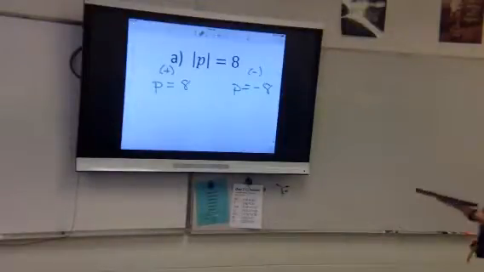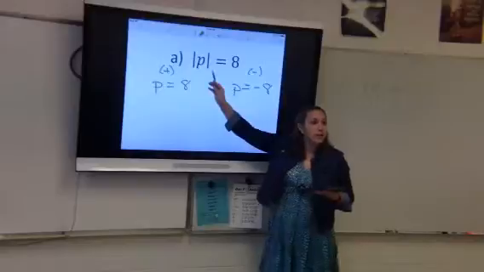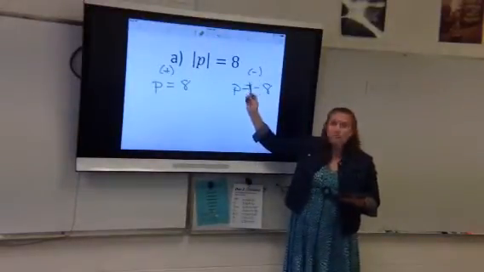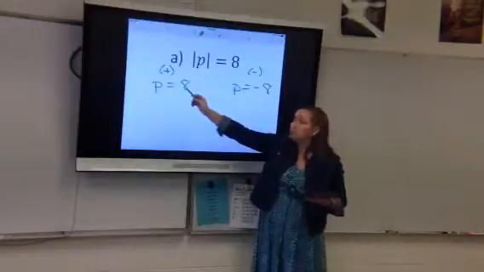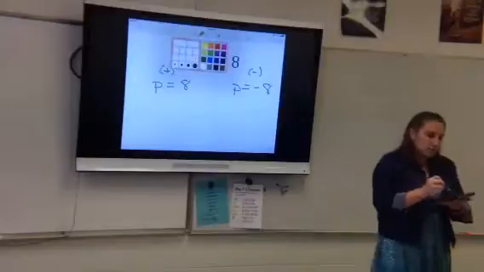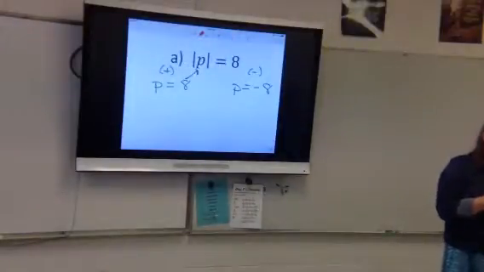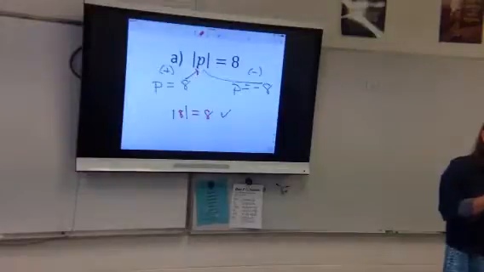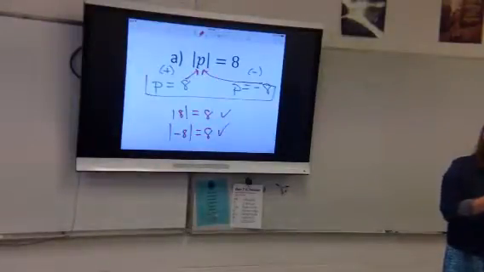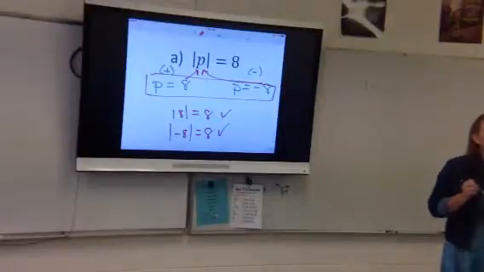This is your positive equation and your negative equation. We already have it isolated, so step 1 was done. Step 2, write your 2 equations, the positive and the negative. It's pretty simple. It's either equal to positive 8 or negative 8. Now if I plug this back in, the absolute value of 8, will that equal 8? Yeah. And the absolute value of negative 8, will that equal 8? Yeah, so this is good. These are your 2 answers, 8 and negative 8. All right, let's try another one.